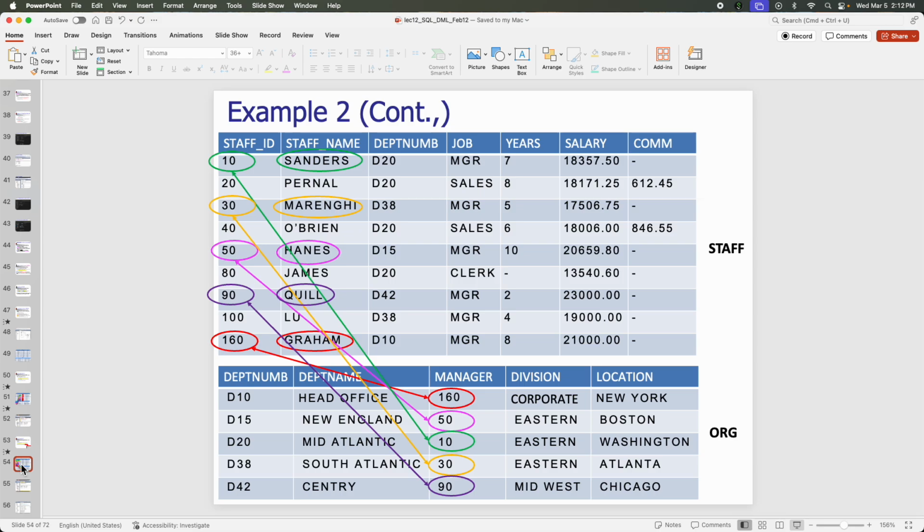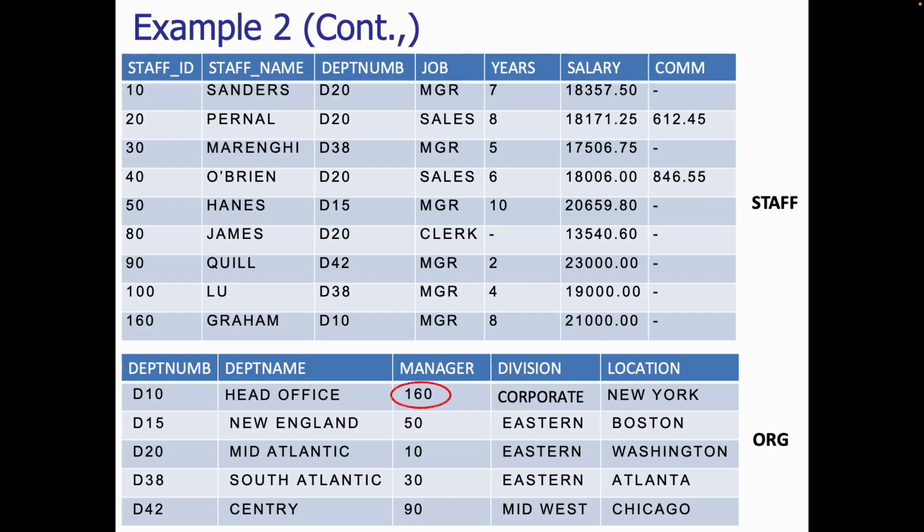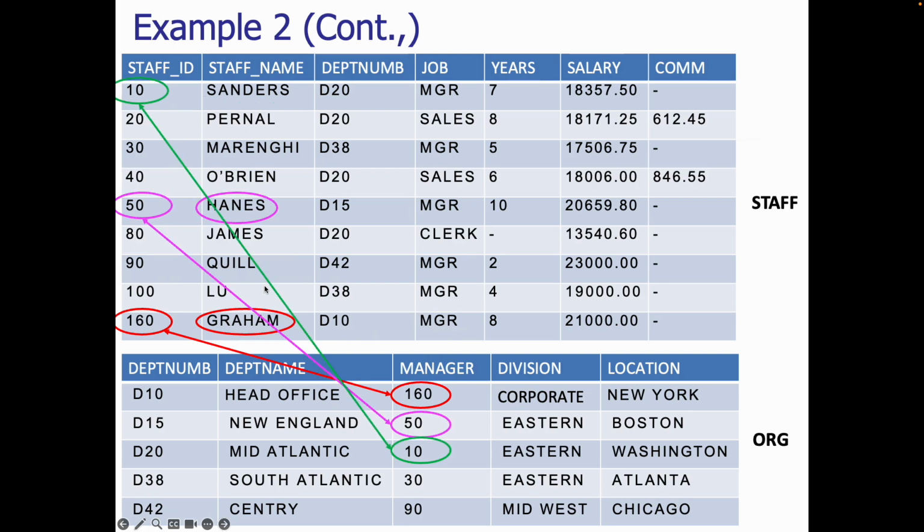Now, this is just more explanation here. This is how we join based on manager ID: it gets the manager ID from the organization table and matches it to the staff ID in the staff table, right? From there, it can find the staff name, because now we link the two tables, so we get access to the staff name, which is actually the manager name. And then it does this for all the rows.